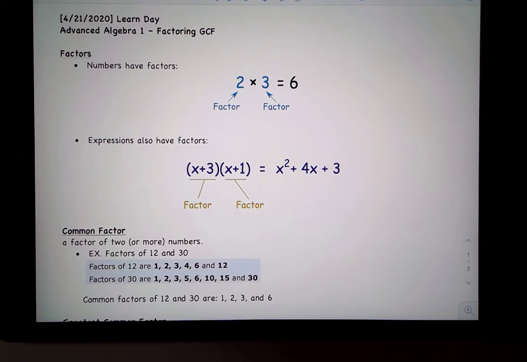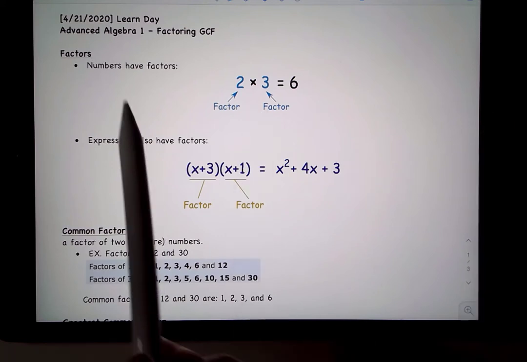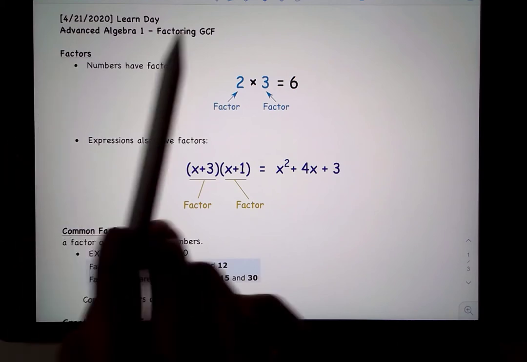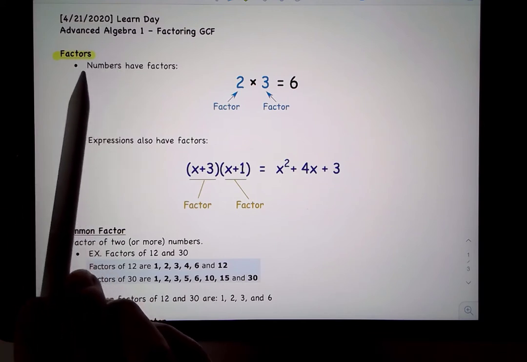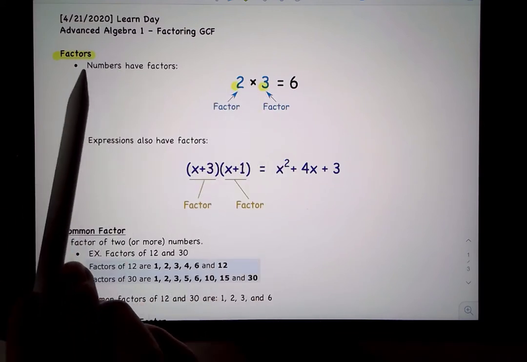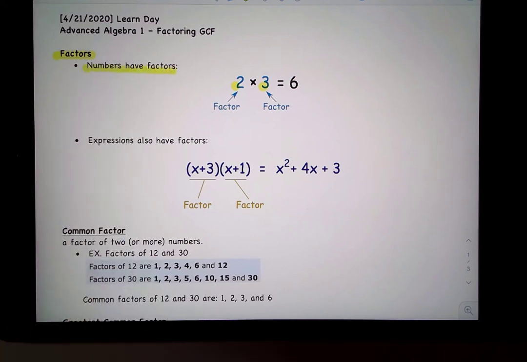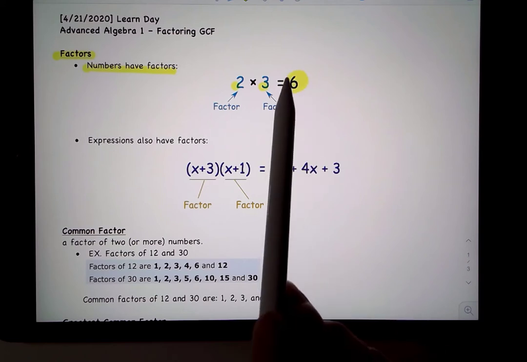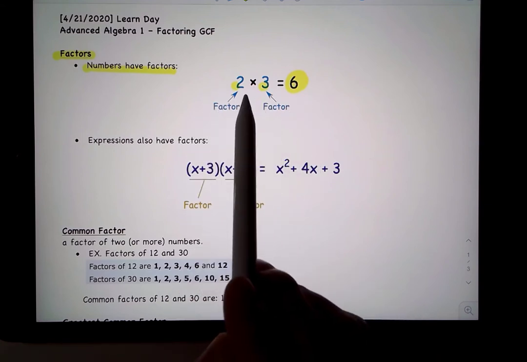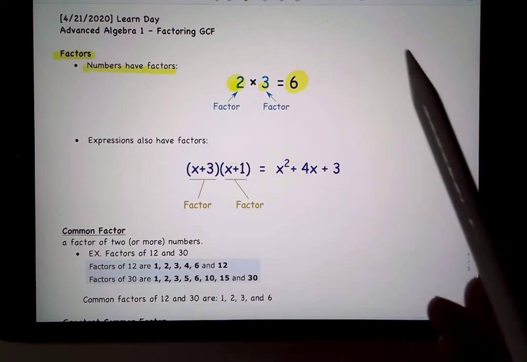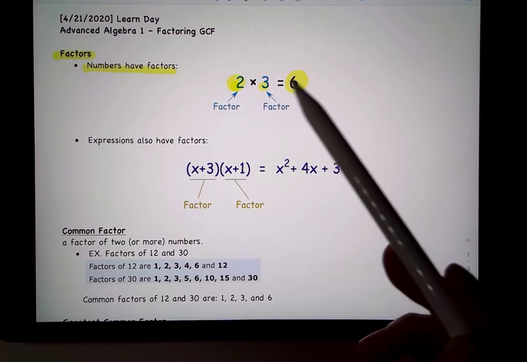Look at this one, guys. Eventually I want you to factor quadratic expressions, but we start step by step. First, let's look at this term: factors. Numbers have factors. When you break 6 into two different numbers, that could be 2 times 3. In this case, we can say 2 is a factor of 6, and 3 is a factor of 6.